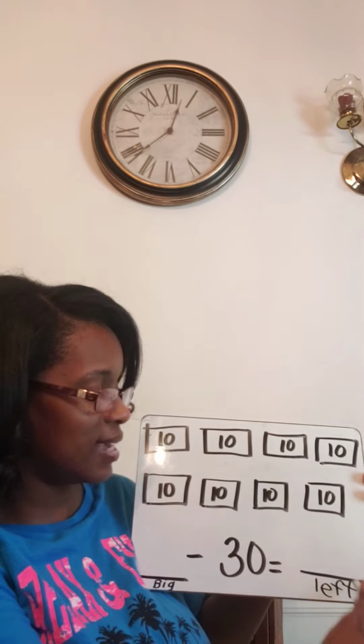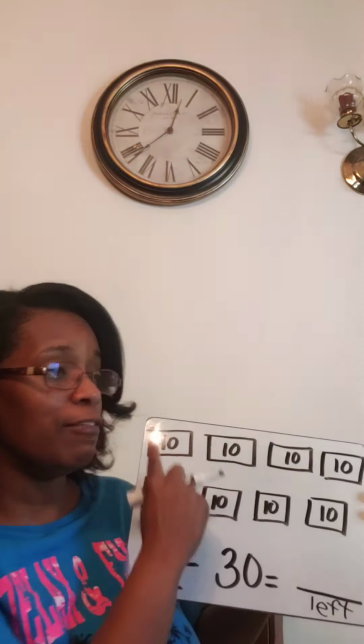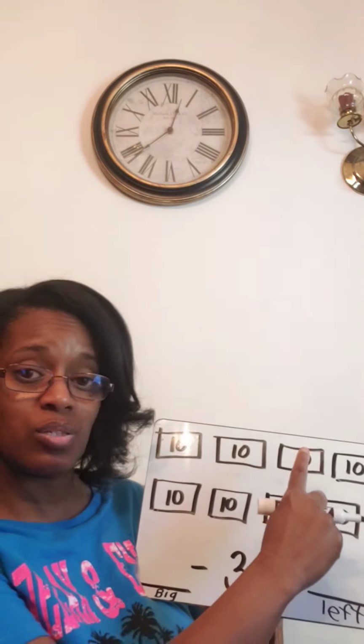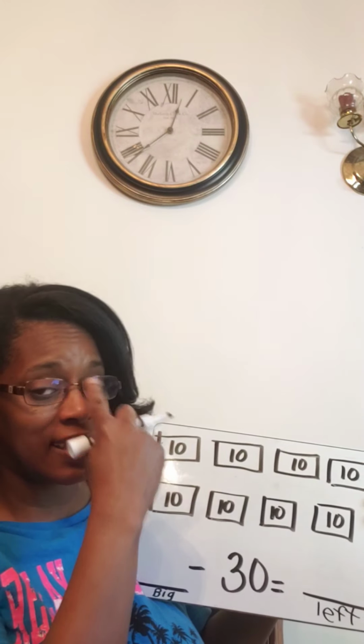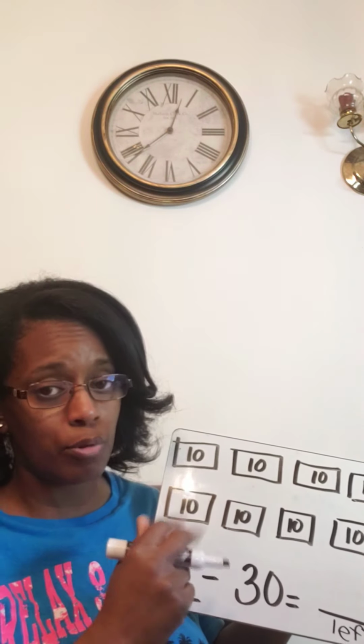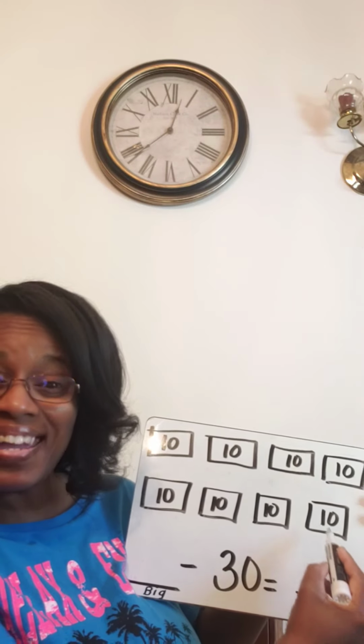All right, so let's see how many we started out with. How many filled in 10 frames there are. I can do this more than one way. I can count by tens, or I can see how many tens there are, and then I can write that number down, and then I can see how many ones there are, and then write that number down, and then those two numbers will make a 2-digit number. So let's do it both ways. Let's count by 10 first. So let's see. 10, 20, 30, 40, 50, 60, 70, 80. So there are 80 here.